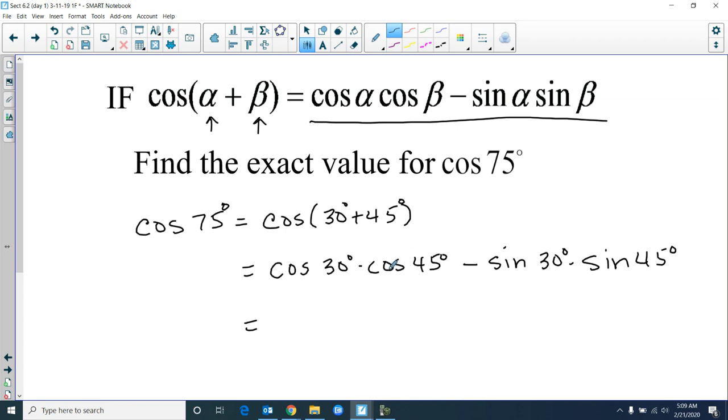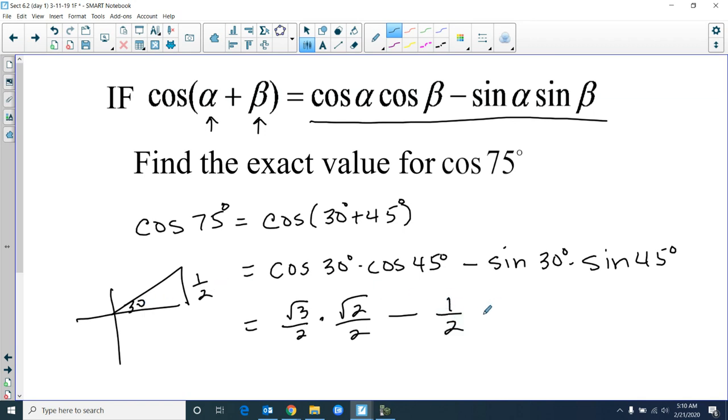We know how to take all of these. That's what we spent a lot of time doing in the trig work. So cosine of 30, go through your unit circle if you need to. Understand where the opposite, adjacent, and hypotenuse are. Actually, hold on, let me double check. Cosine of 30 is square root of 3 over 2, because the 1/2 would go here. Cosine of 45 is square root of 2 over 2, minus sine of 30 degrees, which is 1/2, times sine of 45 degrees, square root of 2 over 2.